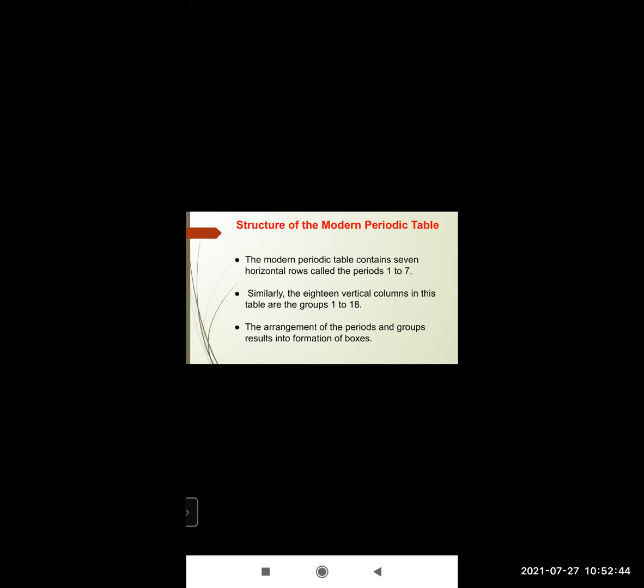So the periods are numbered from 1 to 7, and the groups are numbered from 1 to 18. Further, I will show you one periodic table, in which you can find out which are the periods and which are the groups. The arrangement of the periods and groups results in the formation of boxes.